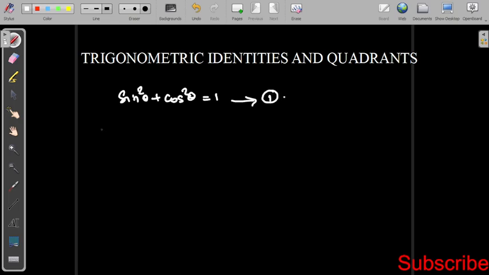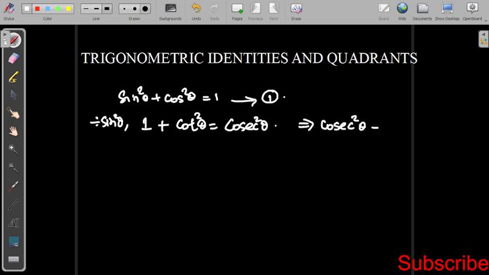In order to remember the second identity, just divide this by sine square theta, so that you will get sine square by sine square, which is 1, plus cos square by sine square, which is cot square theta, and 1 by sine square theta, which is equal to cosecant square theta. So the second identity will be very easy to remember. From this itself, you can easily write that cosecant square theta minus cot square theta is equal to 1. This is the second identity, right?